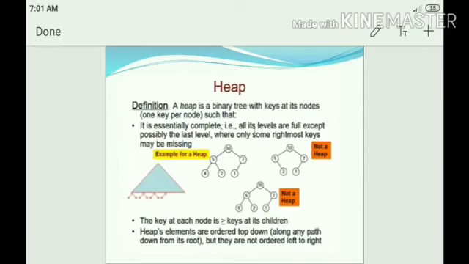So what do we mean by a heap? A heap is a binary tree with keys assigned to its nodes, provided the following two conditions are met. The very first condition says that it's a binary tree and it is essentially complete. That is, all its levels are full except possibly the last level, where only some rightmost leaves may be missing. And the second condition says that parental dominance has to be met. That is, the key at each node is greater than or equal to the keys at its children.